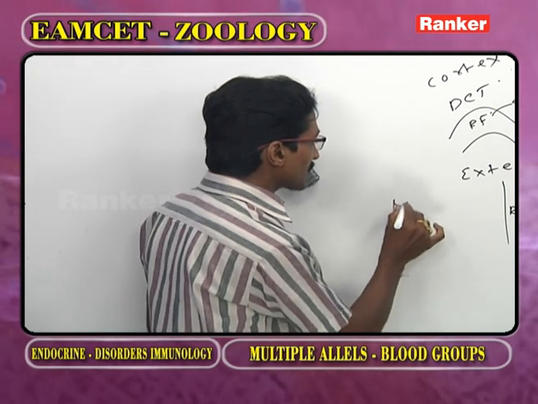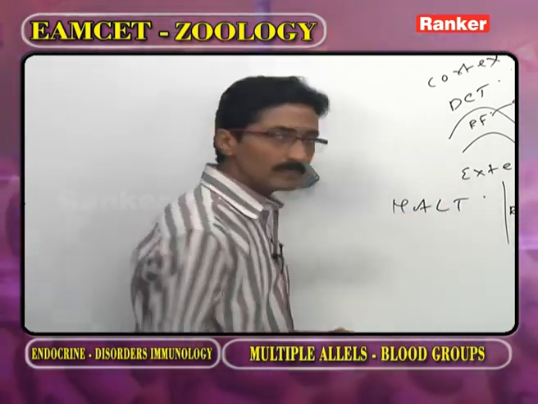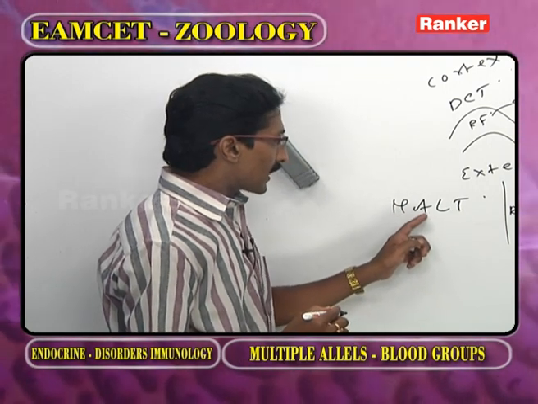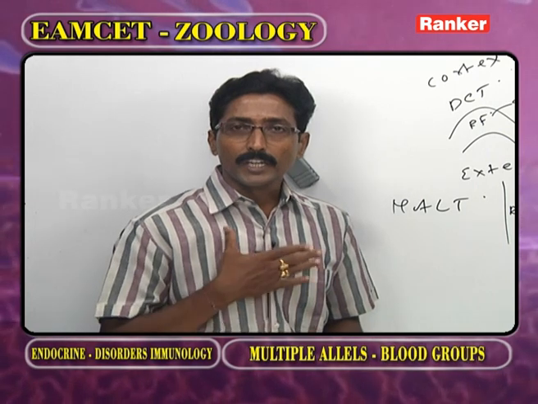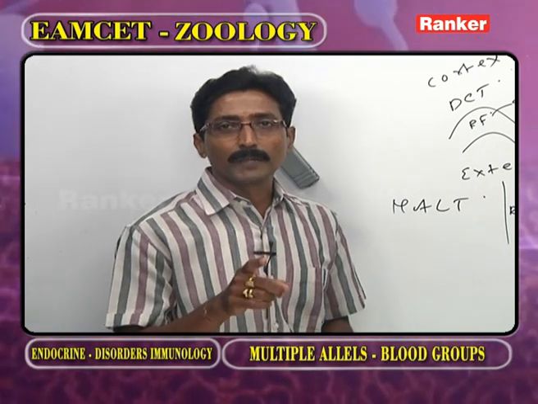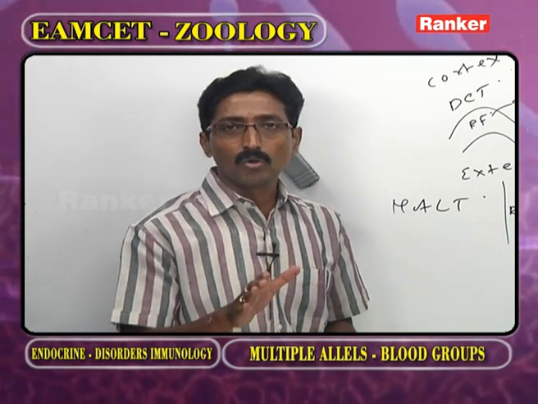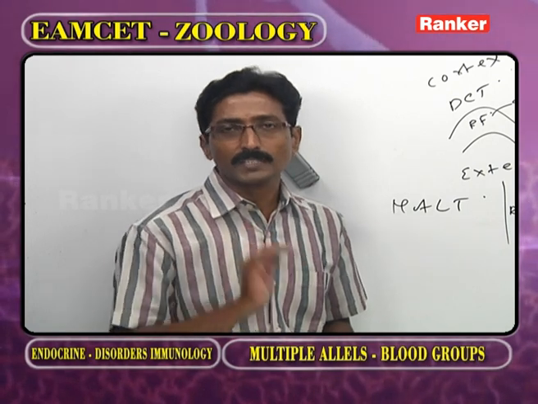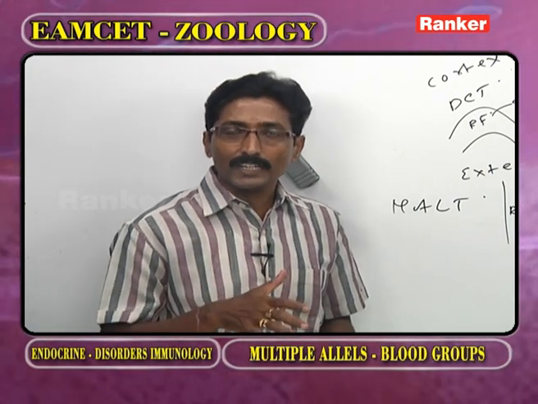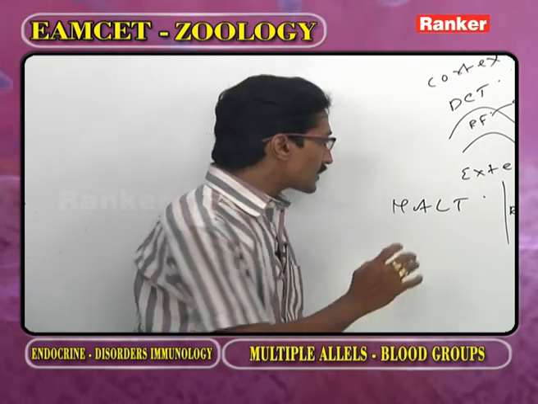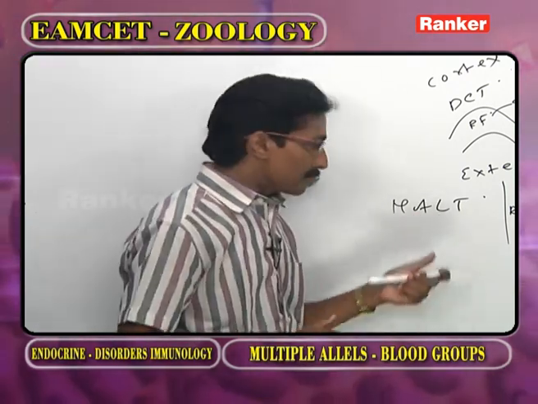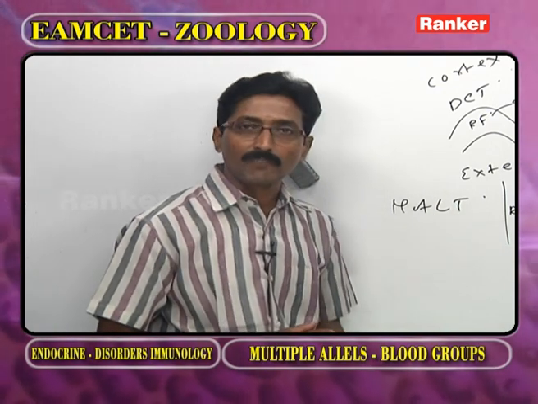Now as we observe the MALT, mucosa associated lymphoid tissue. Again repeating, in our body, what are the primary lymphoid organs? Bone marrow and thymus. And what are the secondary lymphoid organs? One is the spleen, the lymph nodes and MALT, mucosa associated lymphoid tissue.